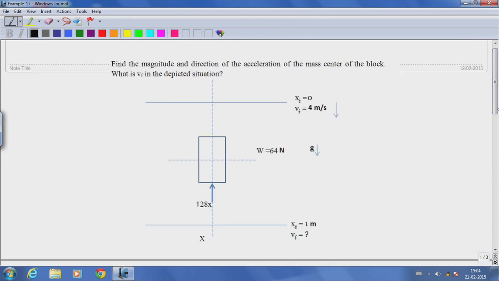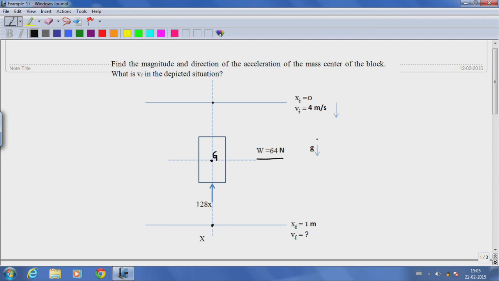Let us take an example problem. We have a block whose weight is 64 newtons, that is falling in a gravitational field. Its initial velocity at some xi equal to 0 is known to be 4 meters per second, and at some final location, when the center of mass of this body is now at xf equals 1 meter, we are asked to find the actual velocity of that body.